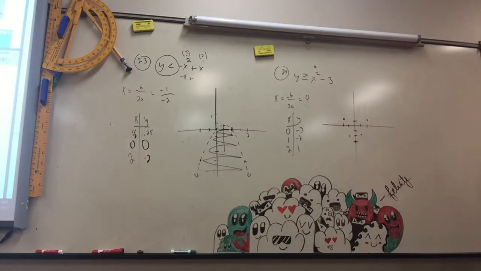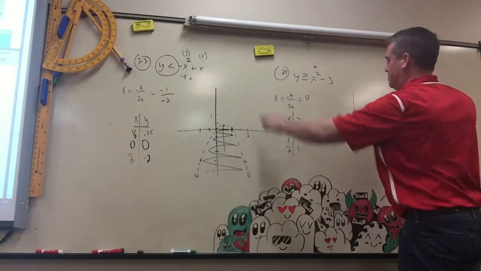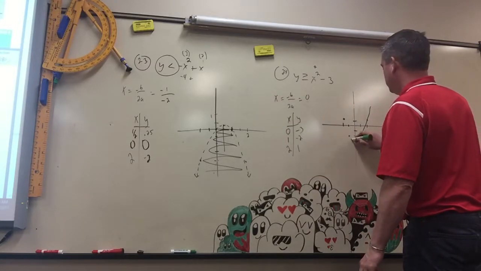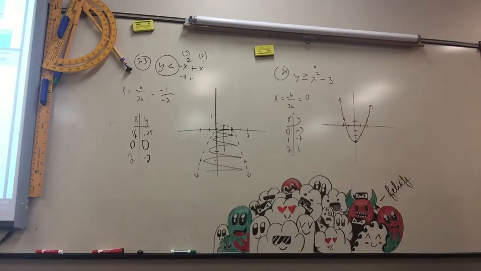So now you either make a solid or a dotted line. Solid, because it has the equal. Oh, they don't have to be dotted. Yep. I did that too. I just erase parts of it. Yeah, so that's fine.